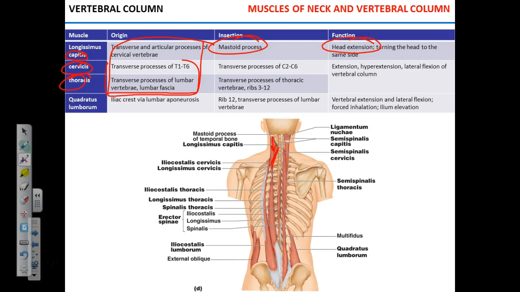Cervicis and thoracis portions, since they have insertions into the transverse processes of the vertebrae, will be responsible for extension and, that is important, lateral flexion of the vertebral column. Now think about this.